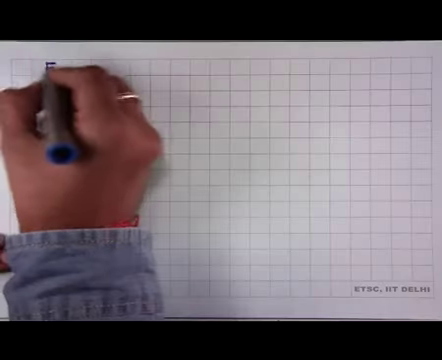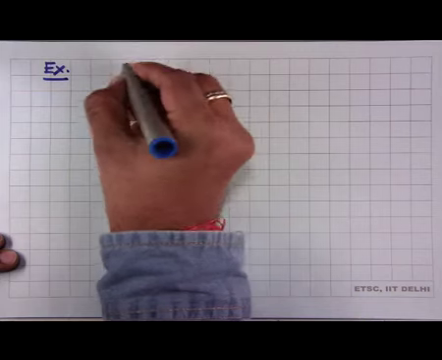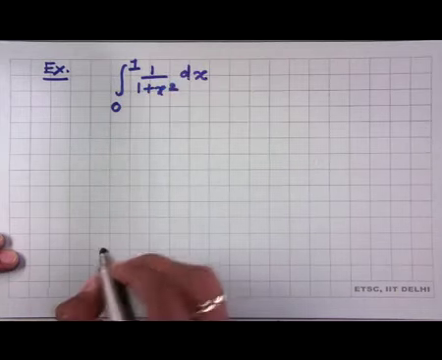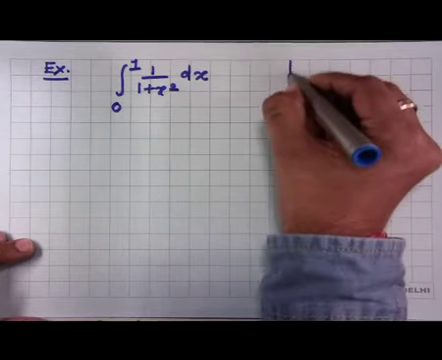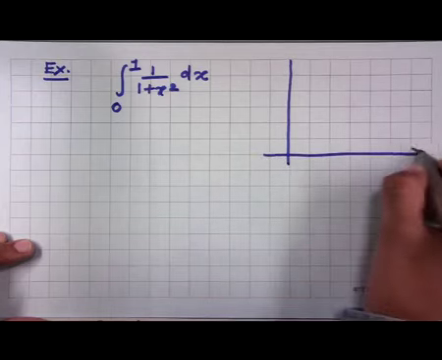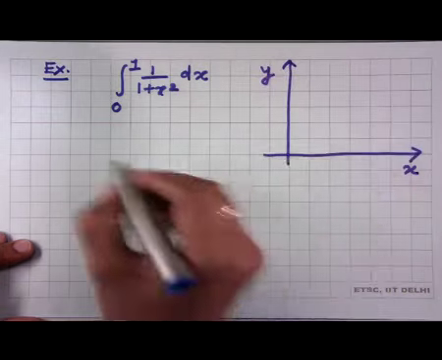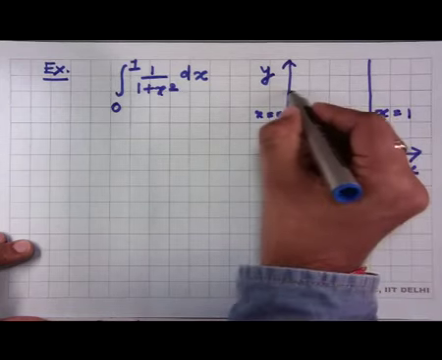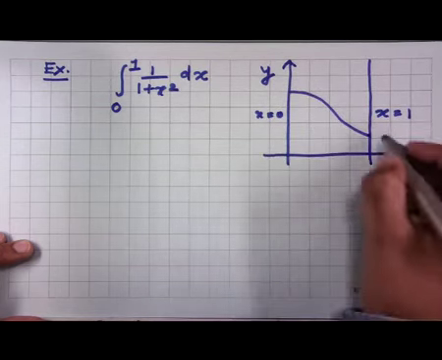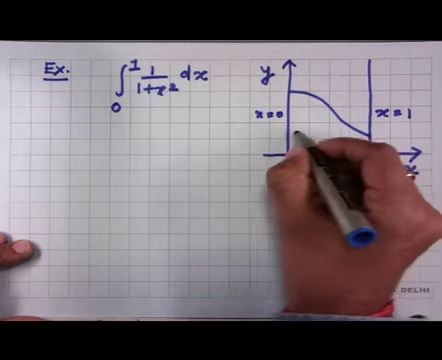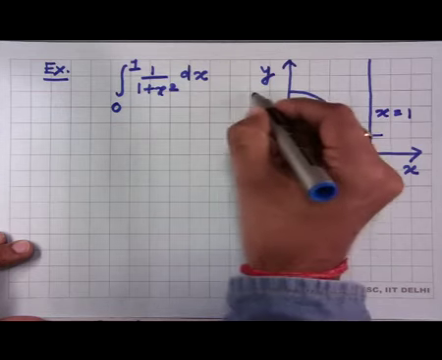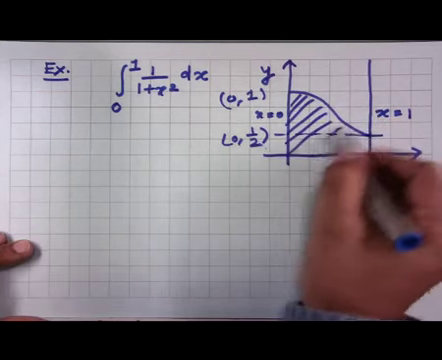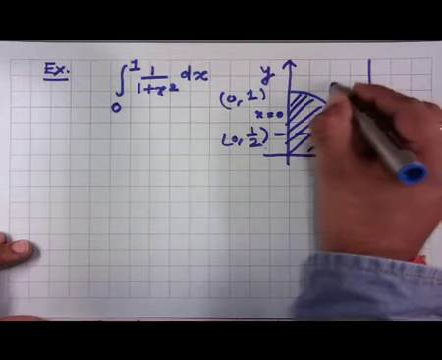Let us solve one more example to refresh our mind. Let us take this integral. As you know, definite integrals can be interpreted as area. If this is your x axis, this is your y axis, and this is the line x equals 0, this is the line x equals 1, then you can plot this function as follows. So this will be half and this will be 1, (0, 1), (0, half). So, this integral represents this area. This is the graph of 1 upon 1 plus x square.